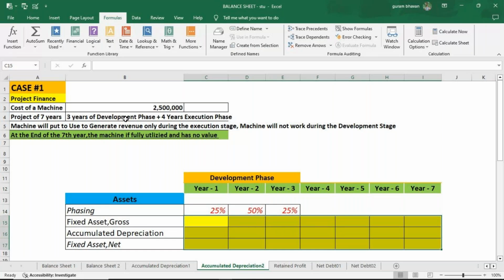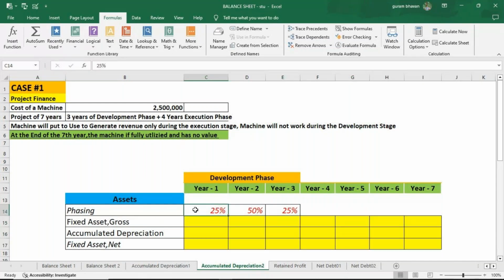That means I start working with my machinery. The machinery started working from the fourth year. Okay, so this one you understood. Yes, ma'am. So machinery will be put to use to generate revenue only during the execution stage. Machine will not work during the development stage. When I'm installing, I cannot make use of anything, right? So the development stage means the development stage of that machinery. Once after developing it, then only I can make use of it. At the end of the seventh year, the machinery is fully utilized and has no value.